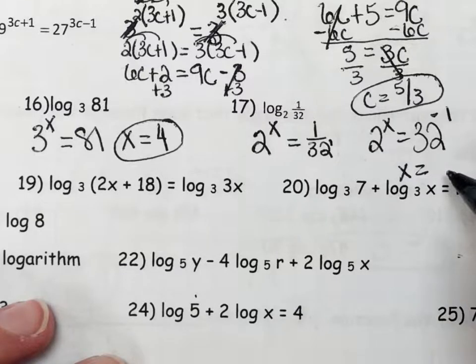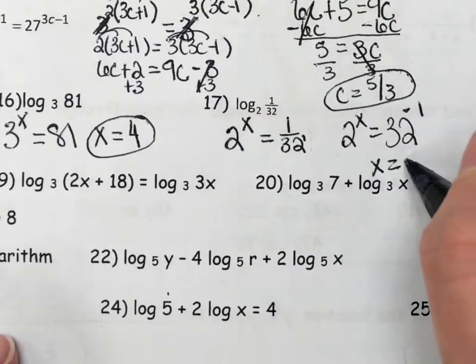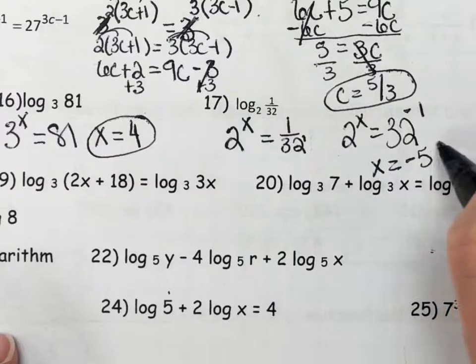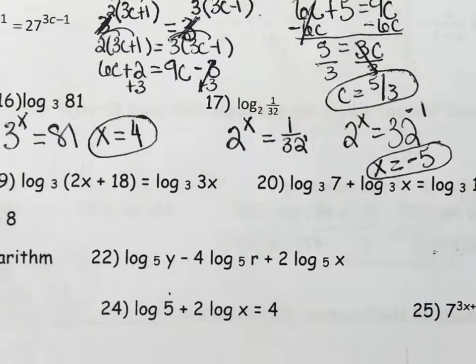So, 2 to what power is 32? Use your calculator. 2 to what power? 2 to the 5th. And then times negative 1? Negative 5 is your answer. Very good.